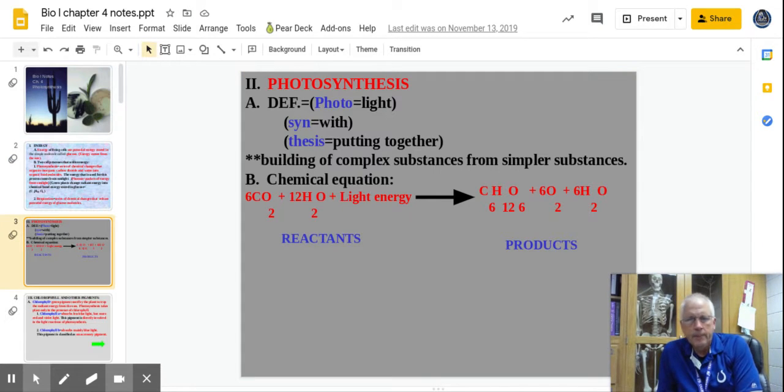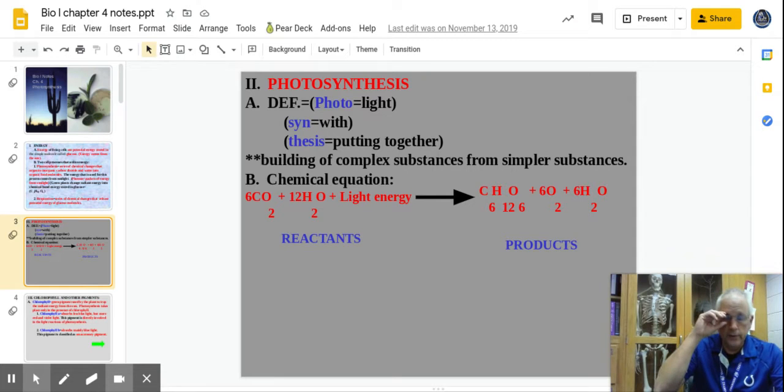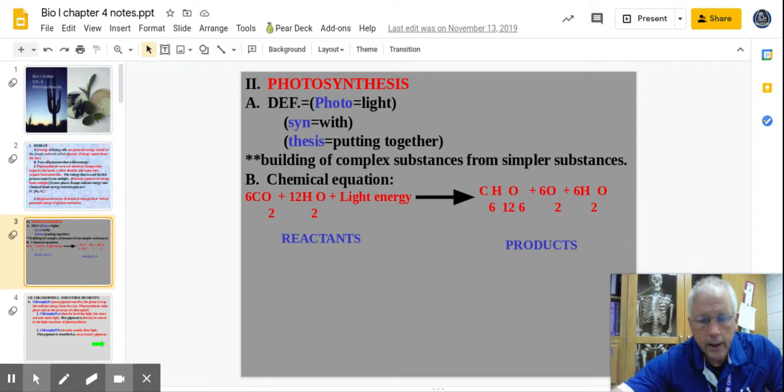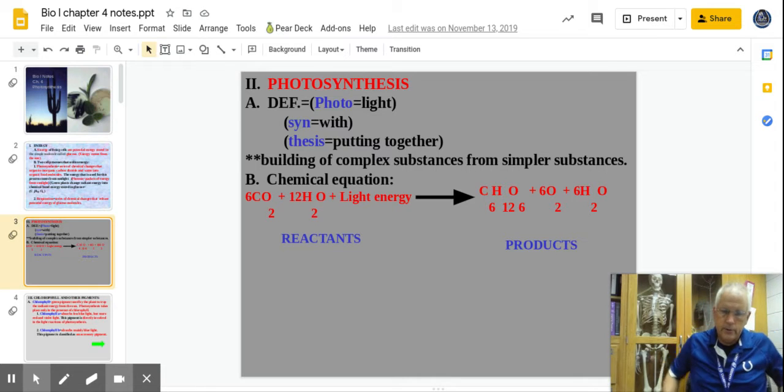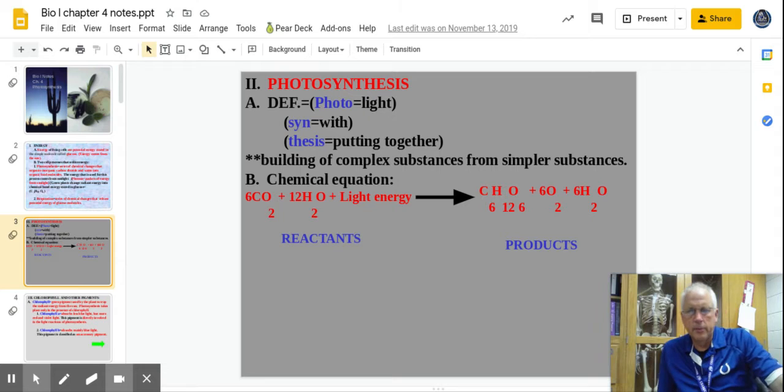You can see we can break that word down into three parts. Photo means light, syn, S-Y-N, means with, and thesis means putting together. So it's putting together with light if you go backwards. So photosynthesis is actually pretty well named, because that is exactly what it does. It takes light and we put together glucose, which is a food. So we're building that complex substance from simple substances.